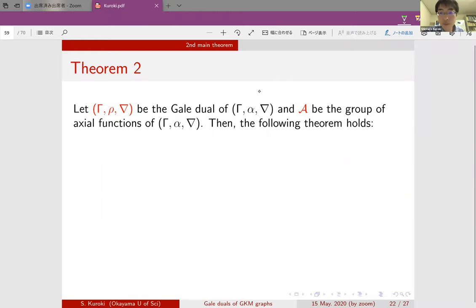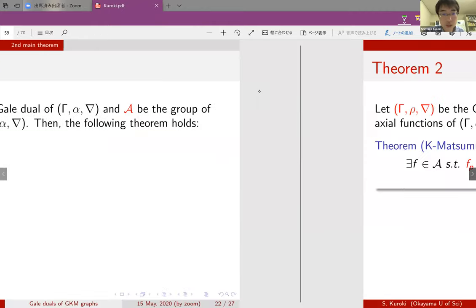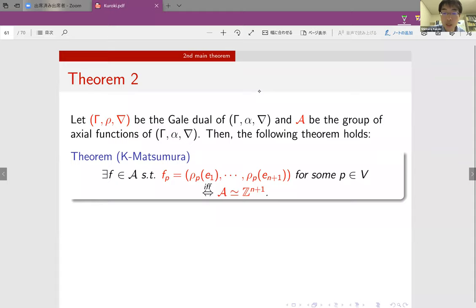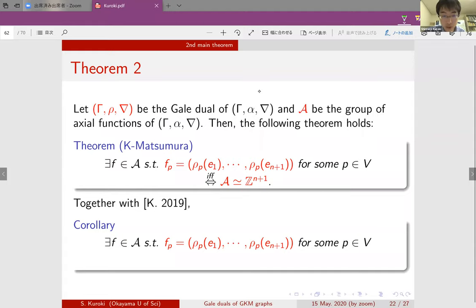Let gamma rho nabla be a Gale dual of the GKM graph, and A be the group of axial functions. Then we can say the following. There is an element of the group of axial functions whose restriction to some vertex is the same as a Gale dual if and only if this group of axial functions is Z to the N plus one. And by using my previous work, this is equivalent to the following: gamma alpha nabla extends to the torus graph, gamma alpha tilde nabla.